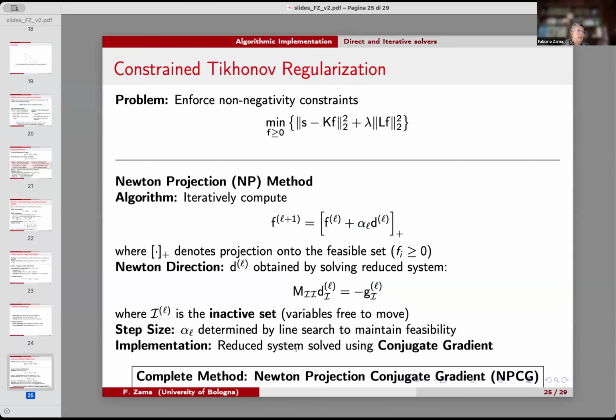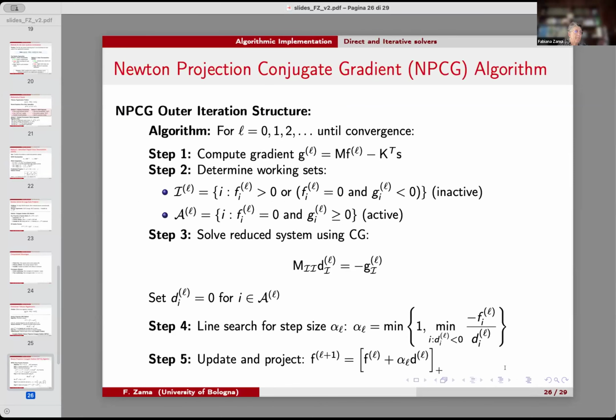So at the end, what we obtain is a method, the Newton projection conjugate gradient method, that this NPCG is actually the inner block of UPenn2D or MUPenn2D and so on. So we have this building block inside this method. This is the structure of this method. So we have an outer iteration, we have an inner solution by the conjugate gradient method, and then we have the steps of the line search.